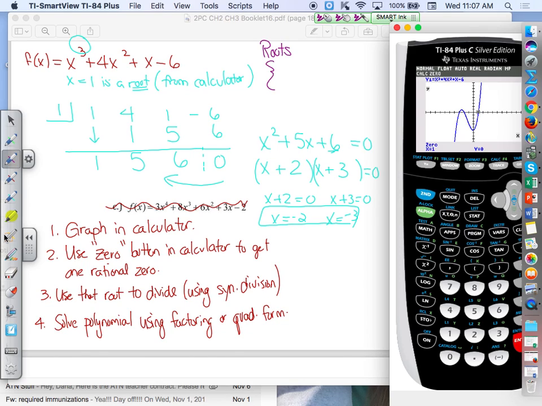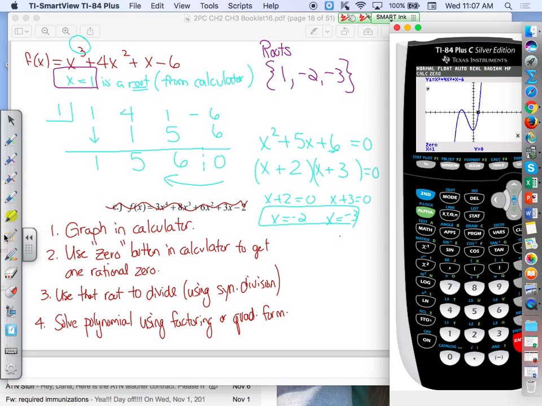the solutions were 1, and then -2, and -3. Right, so that's the process. Find one of them with the calculator, find the other 2 using factoring and your synthetic division.